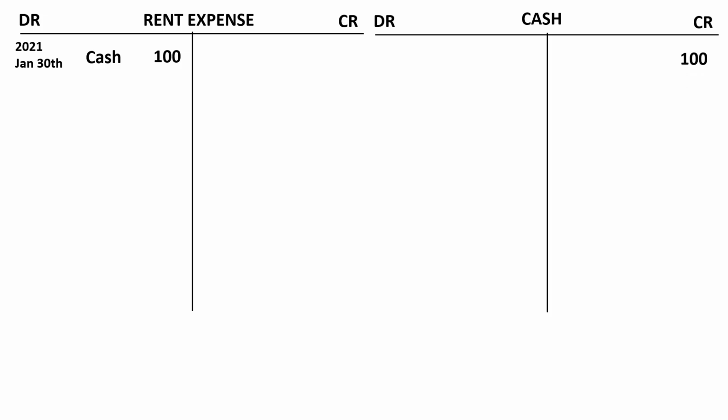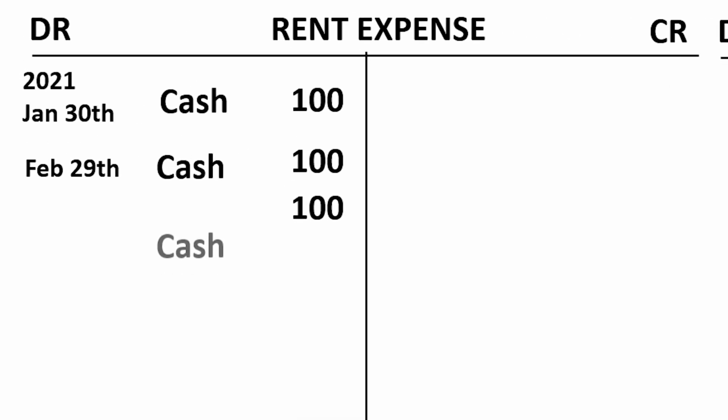And so, just like you're seeing on your screen, that is how your rent account is going to look. You have paid, let's say, rent for January, and that is how it looks. So you're going to continue doing this again and again. February will come, you'll pay another $100. March will come, you'll pay another $100, and so on.